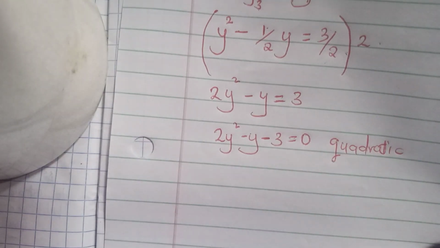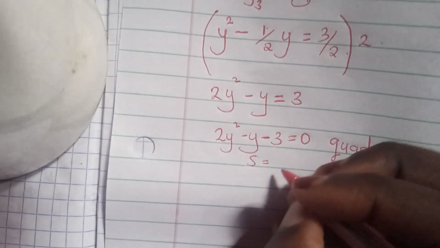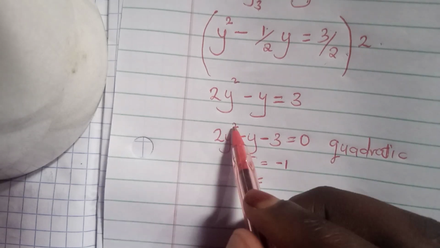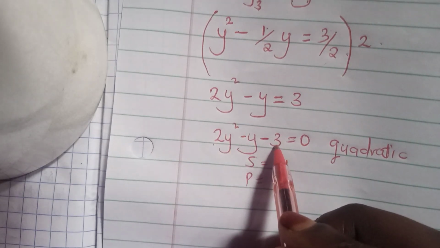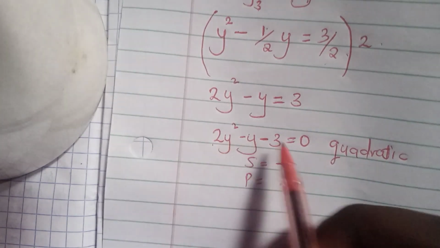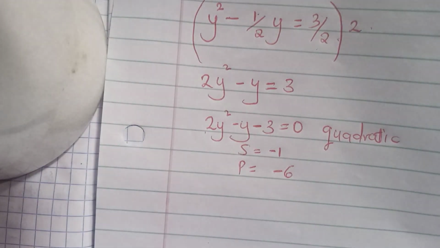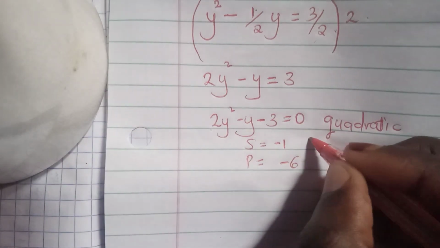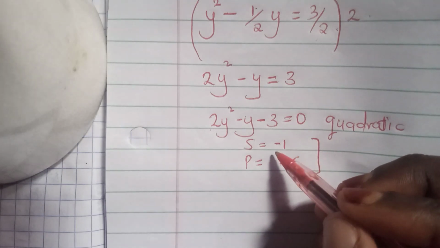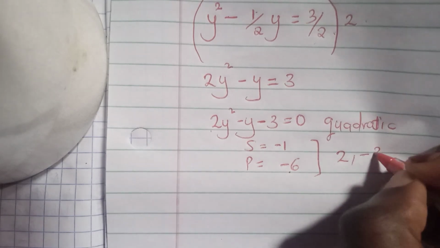We can now solve it using the factorization method, whereby our sum is our b, the middle part which is -1, and our product, we are taking the coefficient of y squared, which is 2, times our c here, which is -3. So this gives us -6. So 2 times -3 gives us -6. We are going to look for two numbers. When we multiply the numbers, we get -6. When we add the numbers, we get -1. So these two numbers are 2 and -3.